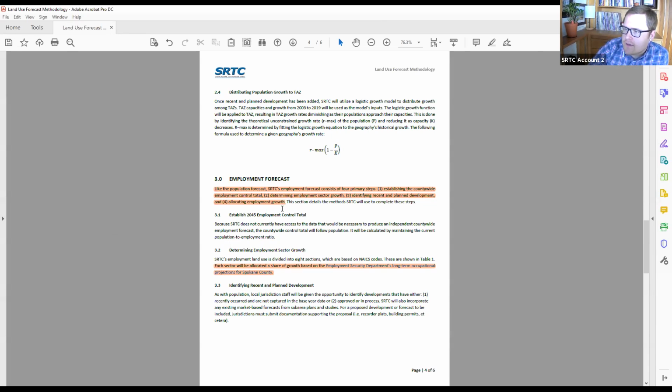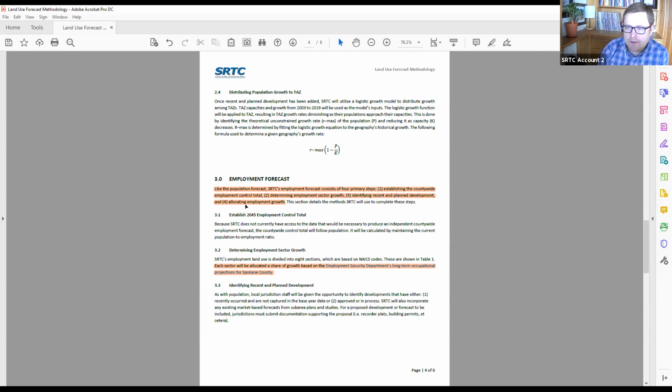So for employment, that also consists of 4 primary steps, but they're a little bit different. Starts out with the control total for the county. Then we determine growth by sector, since that has those 8 different land use categories, plus hotel motel, which is kind of grouped into this employment side of things as well. We looked at those individual sectors. And then the next piece was, again, identifying planned and approved development, and then allocating it.